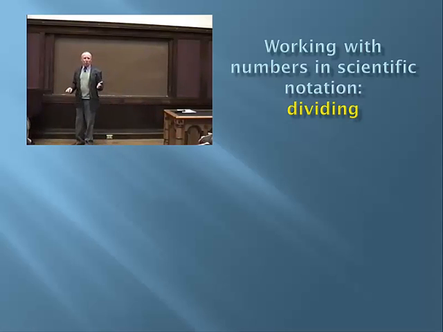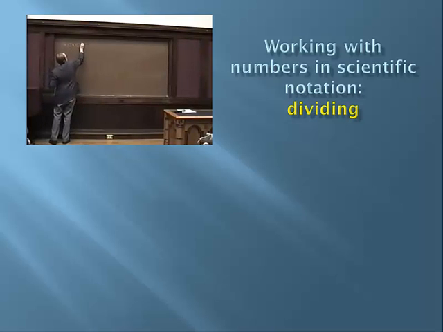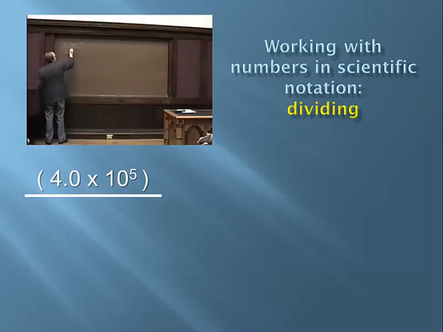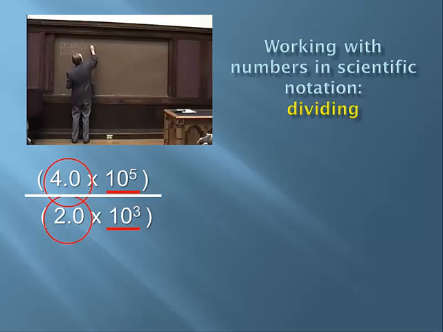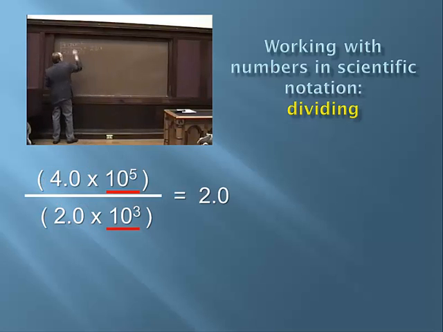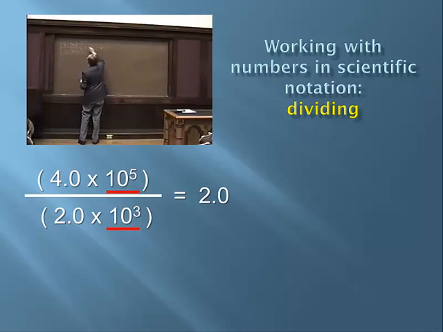Okay. Let's do some division. This time, we'll divide 4.0 times 10 to the 5th by 2.0 times 10 cubed. Once again, we do this part separate from this part. This quotient is 2.0, and for this quotient, instead of adding the exponents together, when we're dividing, we subtract the exponent in the denominator from the exponent in the numerator. And so we get 10 to the 5 minus 3, which is 10 squared.